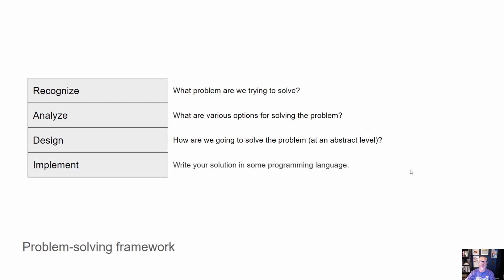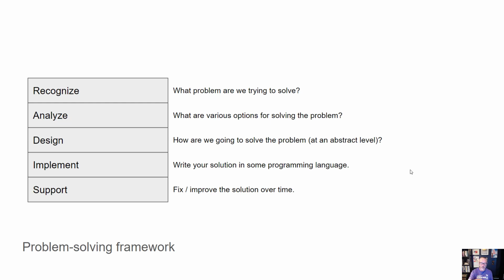In the implement phase, we write our solution in some programming language. And this class will be using Python. And then the last step in Radius would be support. And that would be where you would fix or improve the program that you wrote over time. Okay? Now we think of these as being linear, flowing from one to the other.